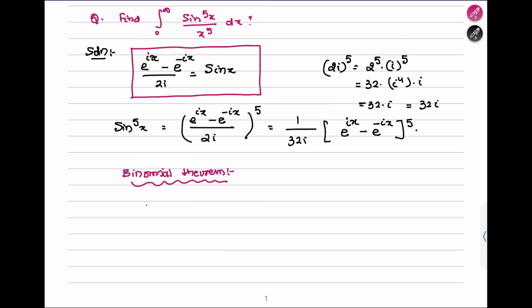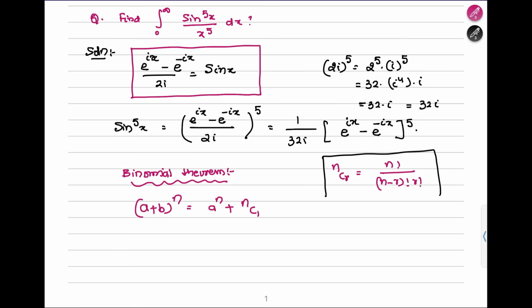What is (a plus b) to the power of n? From binomial expansion it will be a to the power of n plus nC1. From permutations and combinations, what is nCr? That is equal to factorial n by factorial (n minus r) into factorial r. This is a very important formula. Please remember it from permutations and combinations.